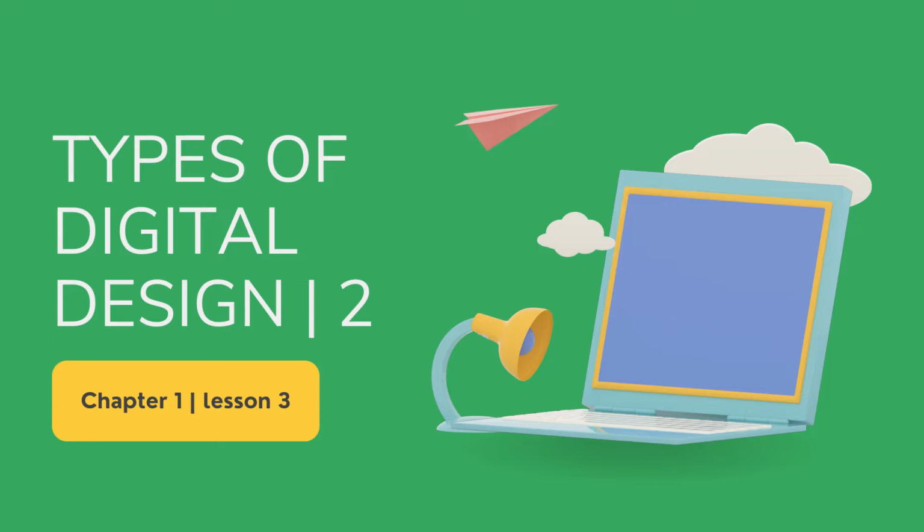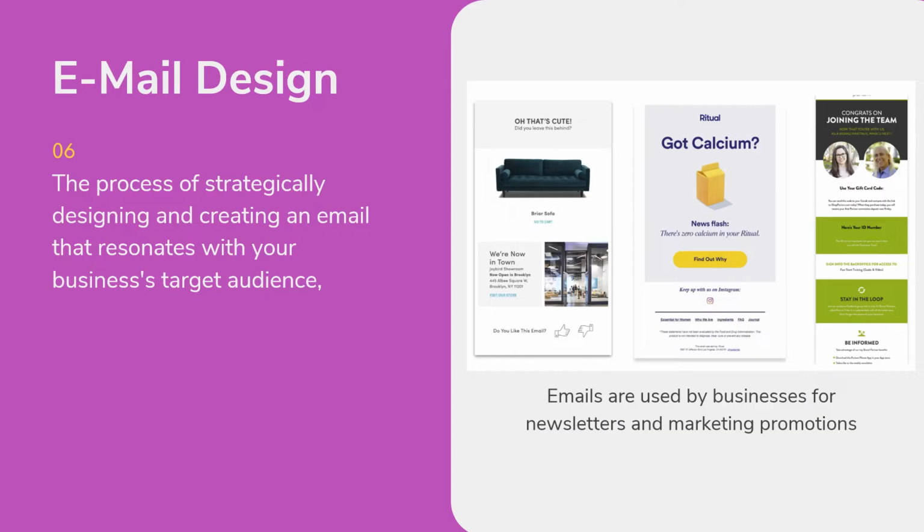So we will continue the first 5 types of digital design, okay, in this video lesson. And we will start with email design. So this is number 6 types, or the 6th type of digital design. So email is short for electronic mail. Okay, and this email design is the process.